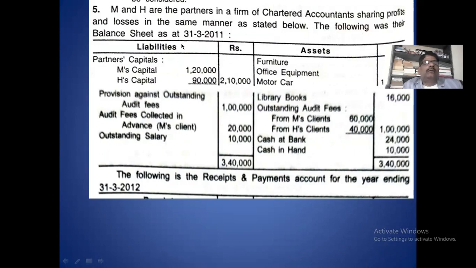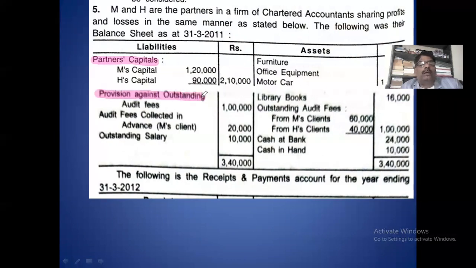The following was the balance sheet as on 31st March 2011. The 31st March 2011 balance sheet is given to you. This 11 means last year. Remember this: whatever balance is given in the problem is the balance sheet of last year. So in the balance sheet of last year, capital is there. This capital goes to the next balance sheet. Remember this.